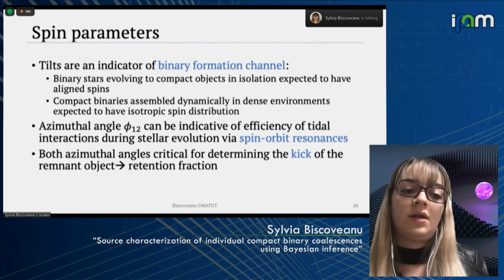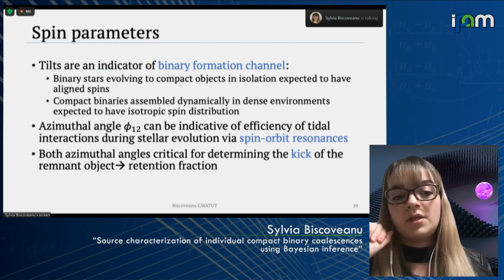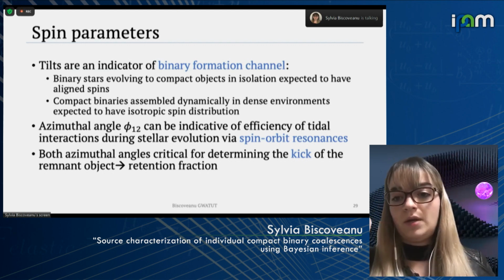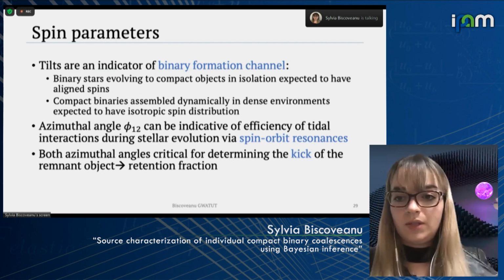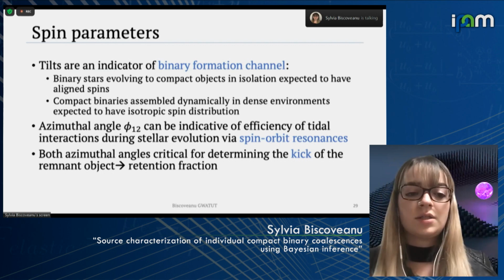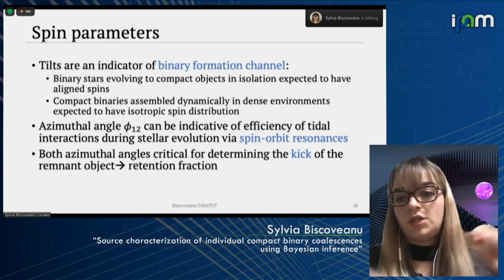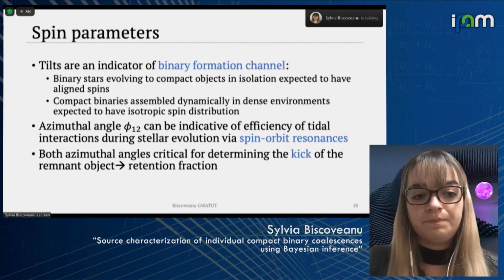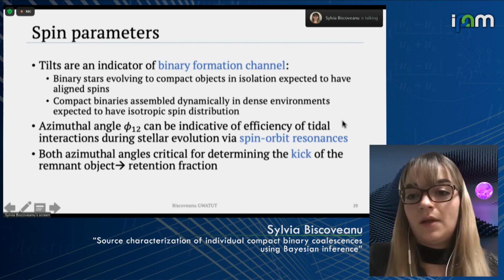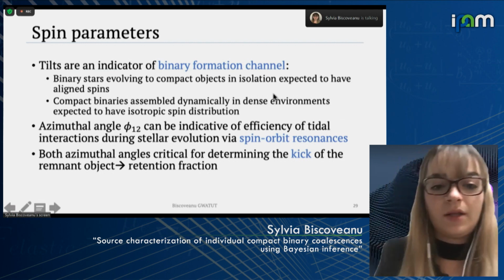The other formation channel is the dynamical formation channel. So here, the compact binaries are assembled dynamically in dense environments. And so in this case, if you create a binary just by a random gravitational encounter between two objects that are, say, in a globular cluster or a nuclear star cluster, then you would expect the spins of those two compact objects to be isotropically distributed in direction. And so if, for example, you measure a binary that has a significant amount of precession because the tilts are misaligned, then that can be an indication that it formed dynamically.